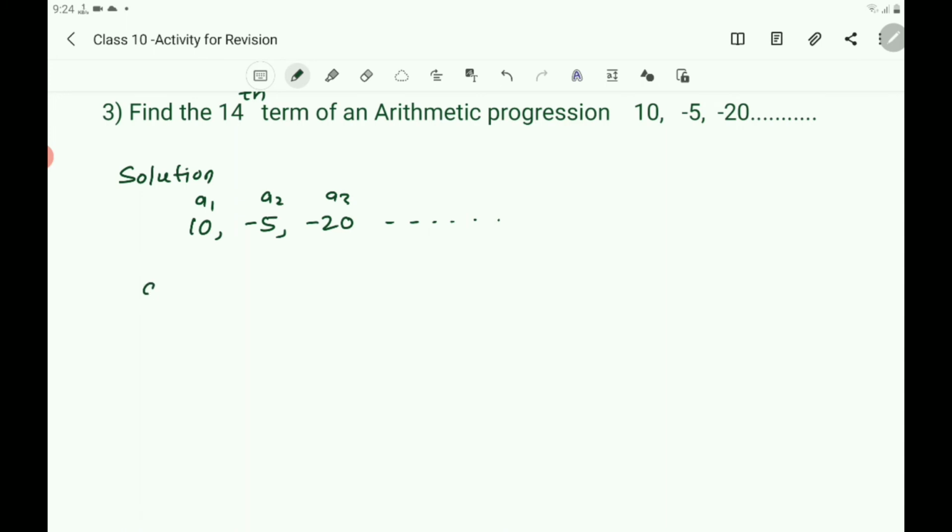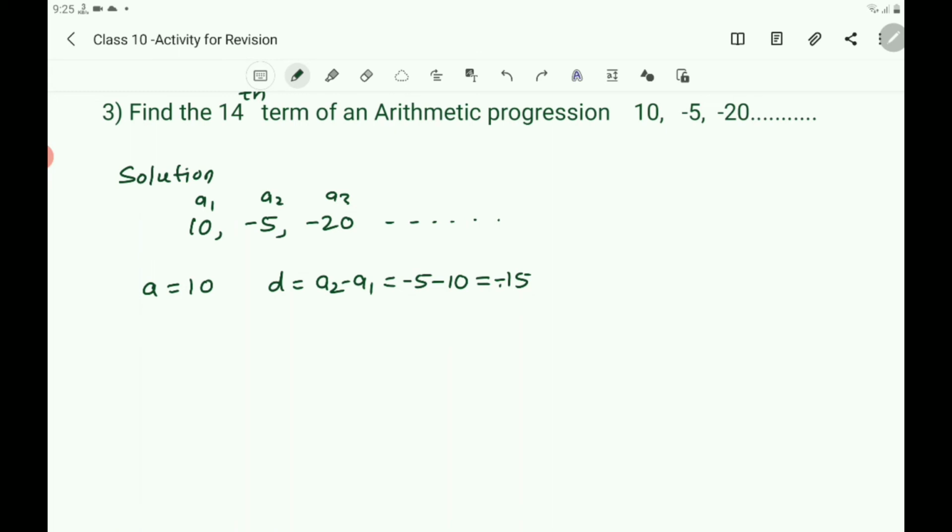So write A here. A means A1. That is 10. And D. D is A2 minus A1. A2 is minus 5, minus 10. Minus 5 minus 10 is minus 15. Here A2 is minus 5 minus A1 which is 10. So it becomes minus 5 minus 10. And these two are having negative sign. We have to add and put the negative sign here. So it is minus 15.